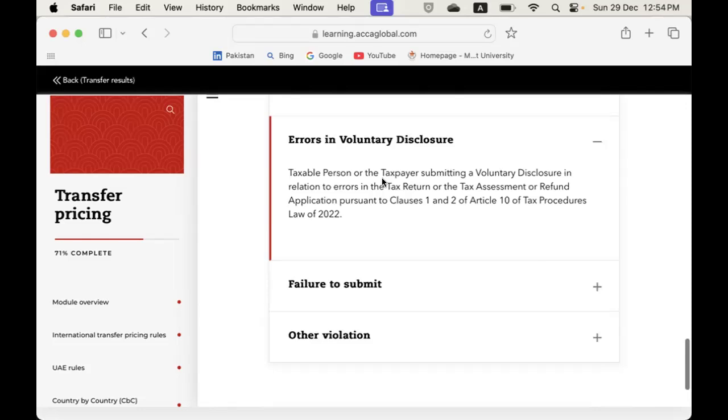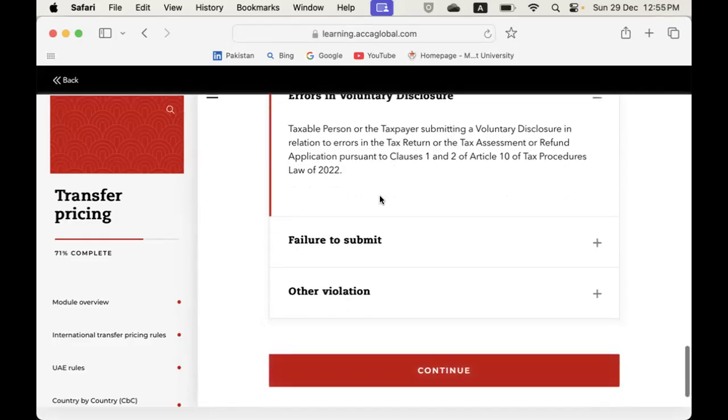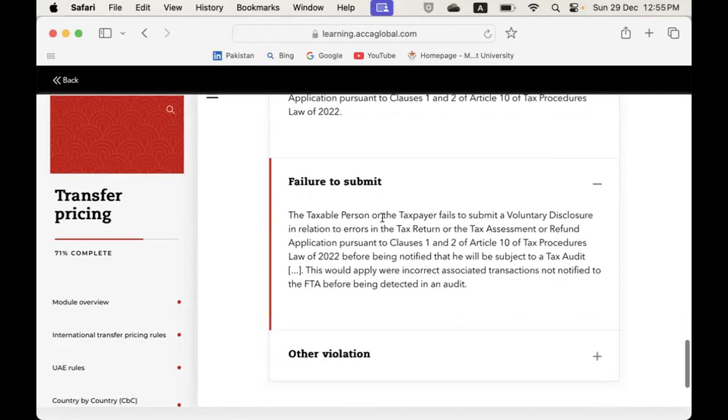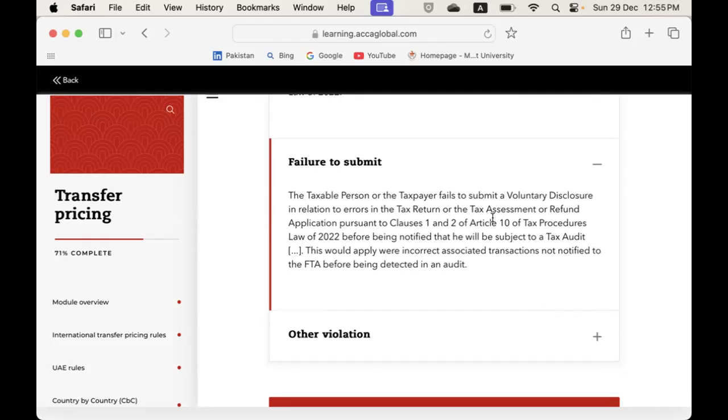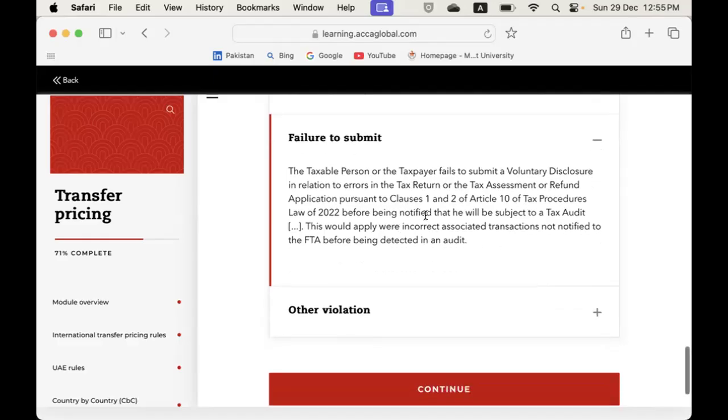Errors in voluntary disclosure. A taxable person submitting a voluntary disclosure in relation to errors in the tax return or the tax assessment or refund application. This can be errors in voluntary disclosures, that could be a non-compliance. Failure to submit: the taxable person fails to submit a voluntary disclosure in relation to errors in the tax return. You found out that one error happened which warranted a voluntary disclosure and you did not disclose it. That will constitute a violation. Or the tax assessment or refund application pursuant to the tax procedures law before being notified that he will be subject to a tax audit.